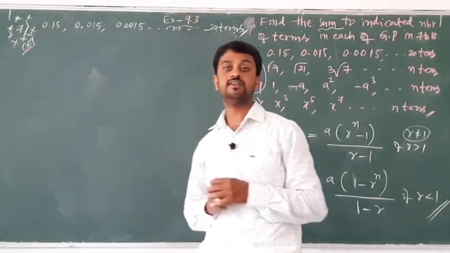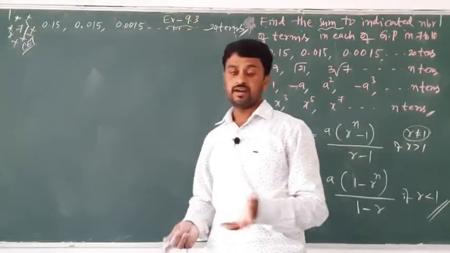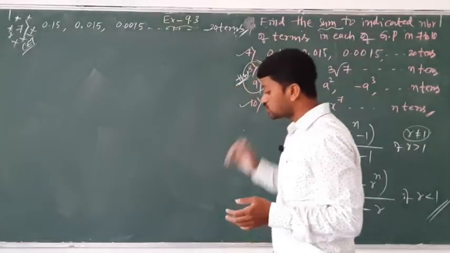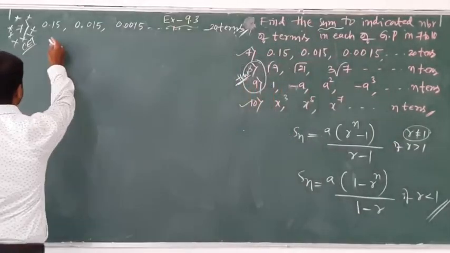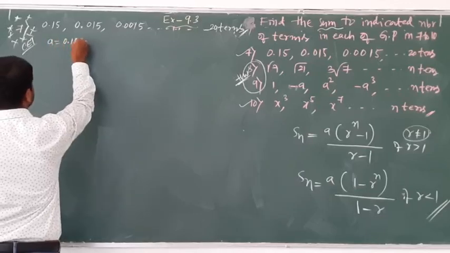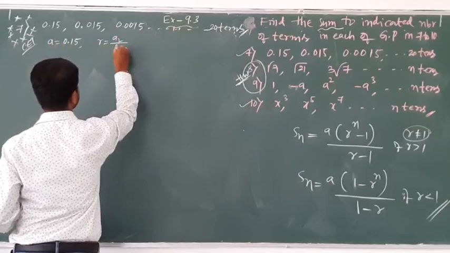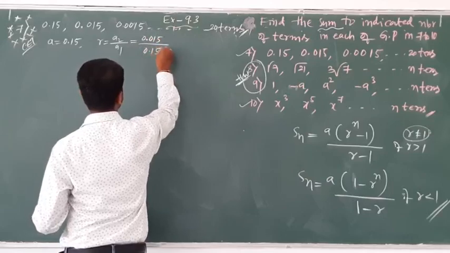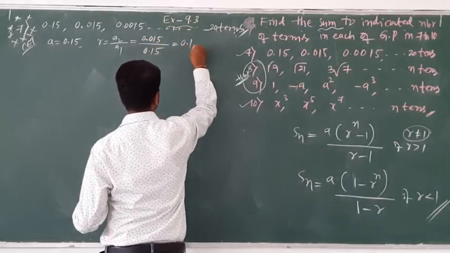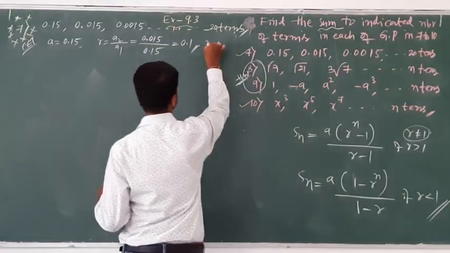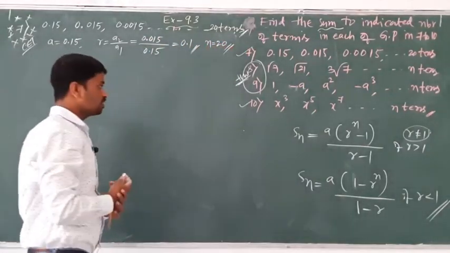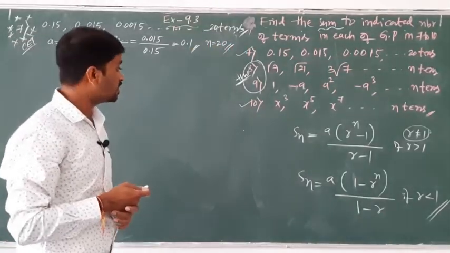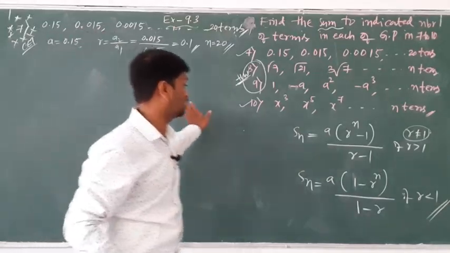The first term a is given, and the common ratio you find by using the given condition, r is equal to a2 divided by a1, and also n is equal to 20. First write in given, a is equal to 0.15 and ratio is equal to a2 divided by a1. What is a2? 0.015 divided by 0.15 is equal to what is the answer? 0.1. And also n is equal to 20. Is r less than 1 or greater than 1? Tell me. r is 100% less than 1.